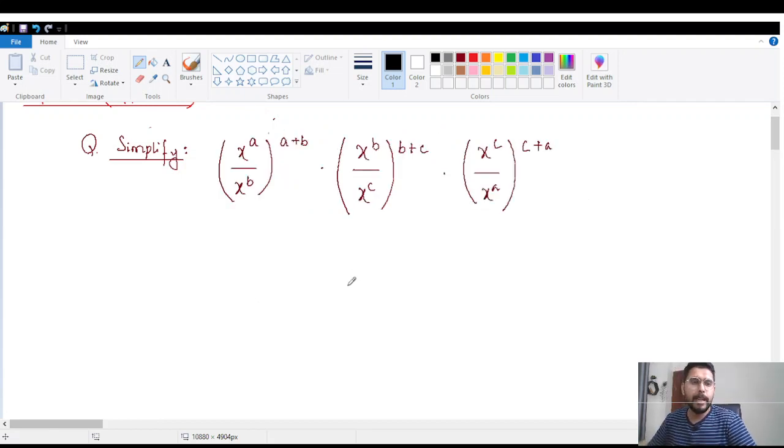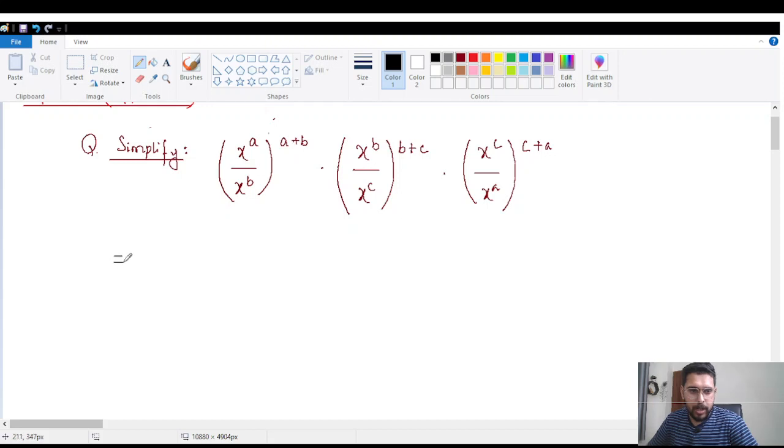So here is the second question, which says simplify (x^a / x^b)^(a+b) times (x^b / x^c)^(b+c) times (x^c / x^a)^(c+a). Now we have to simplify this particular thing.